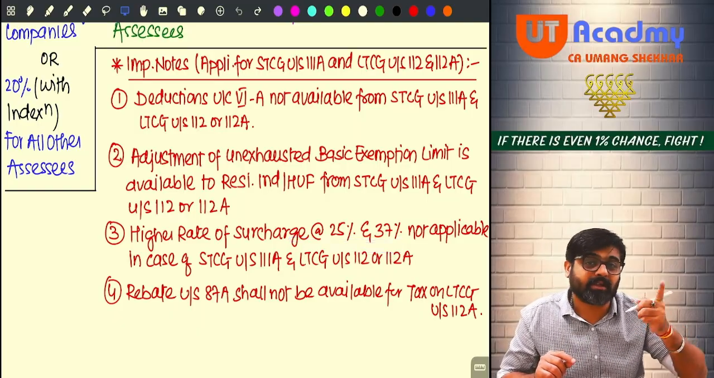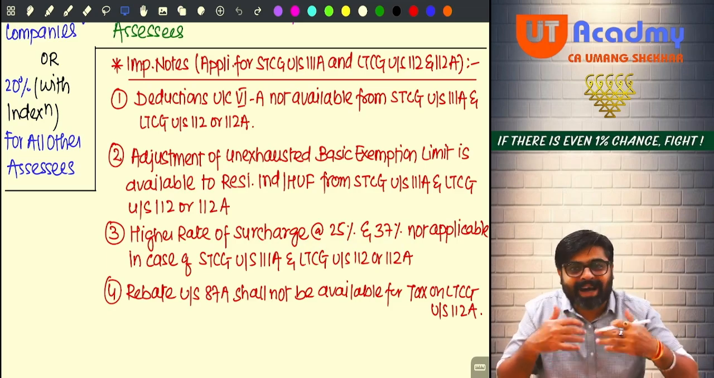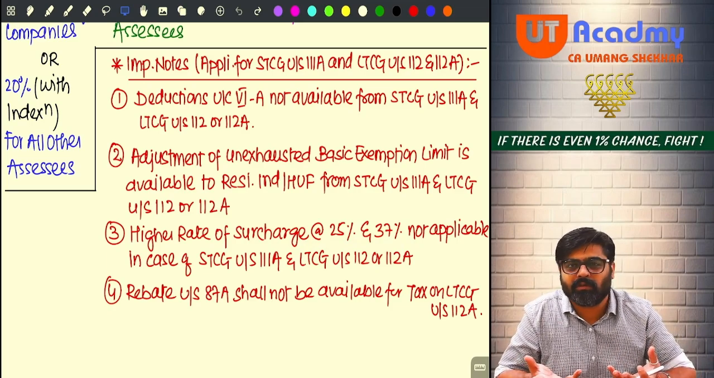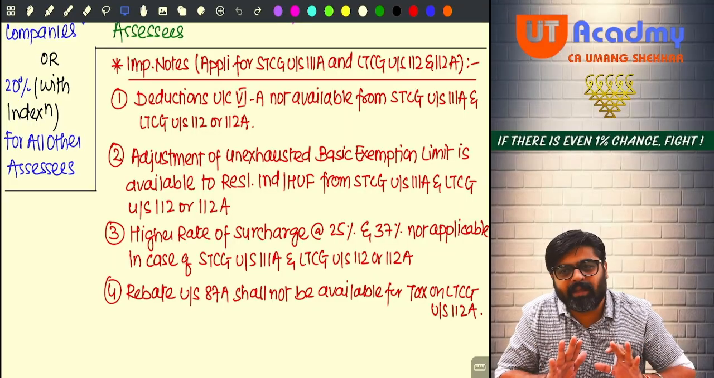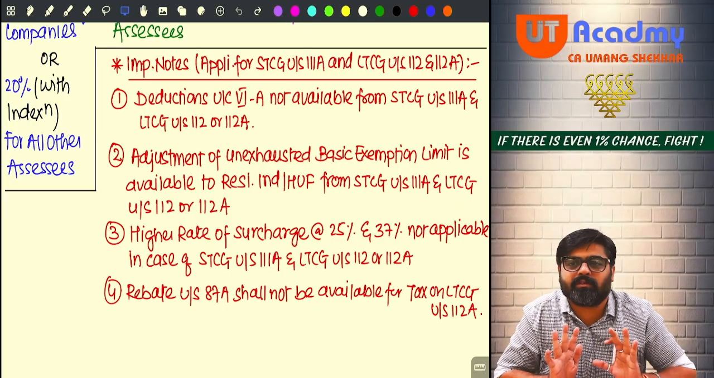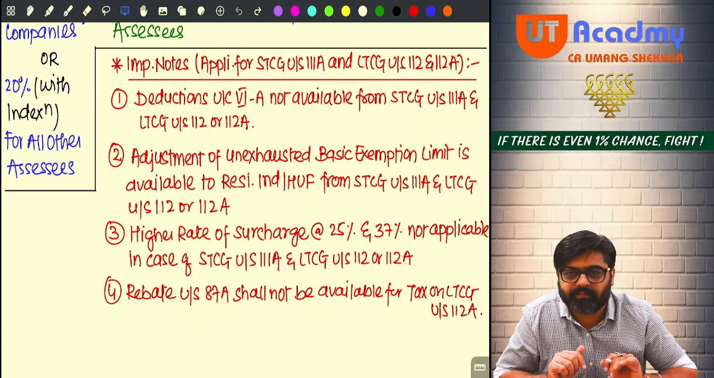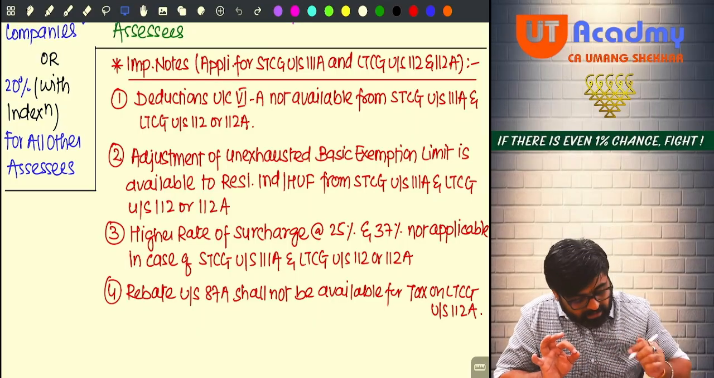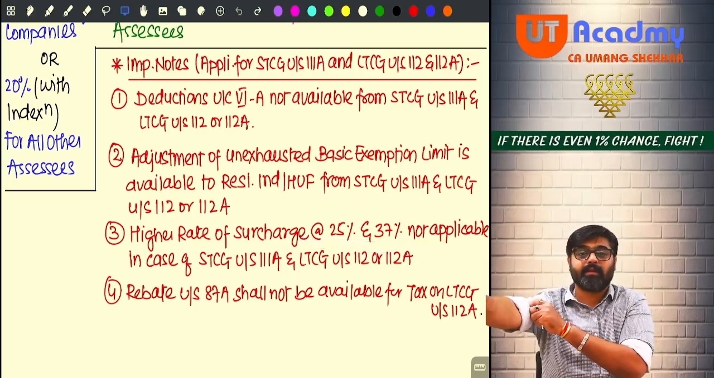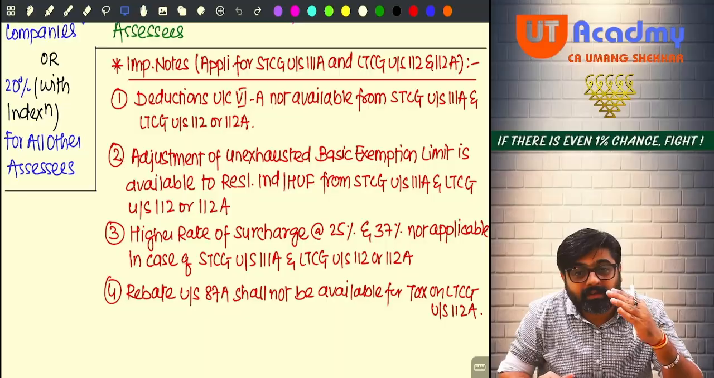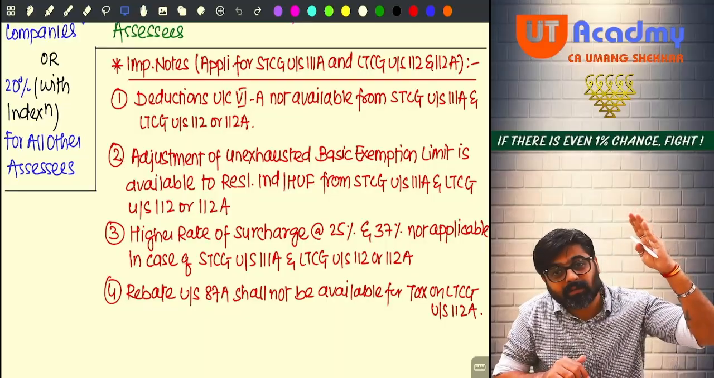this? You should ask these types of doubts. Even without asking, I'll tell you the logic. Don't worry about it. Now tell me, this 25% or 37%. Don't you think it is a higher rate of surcharge?